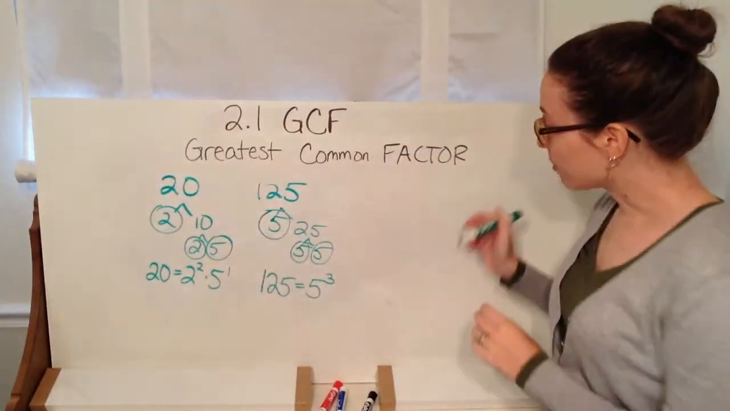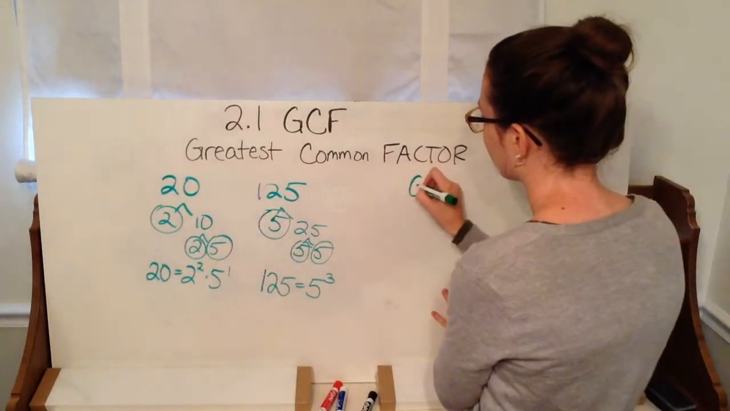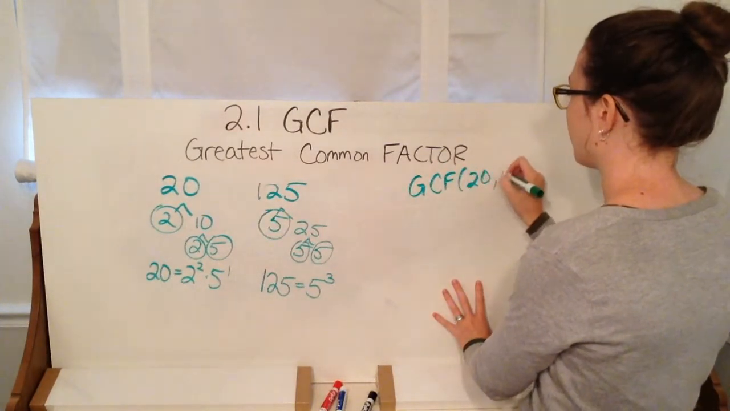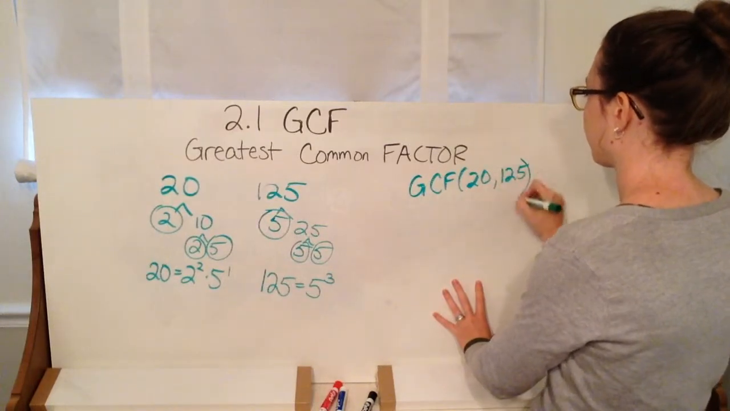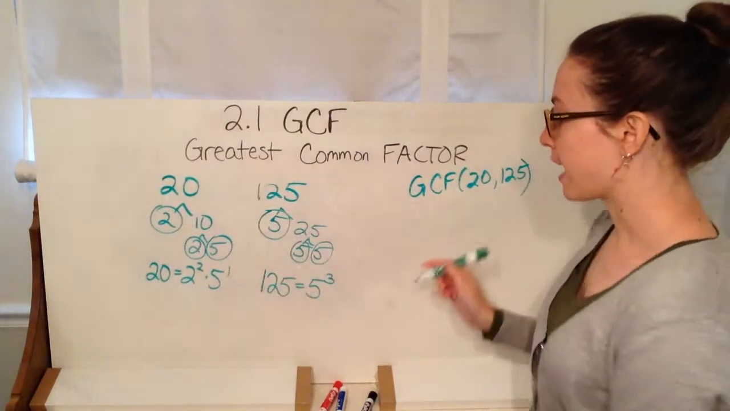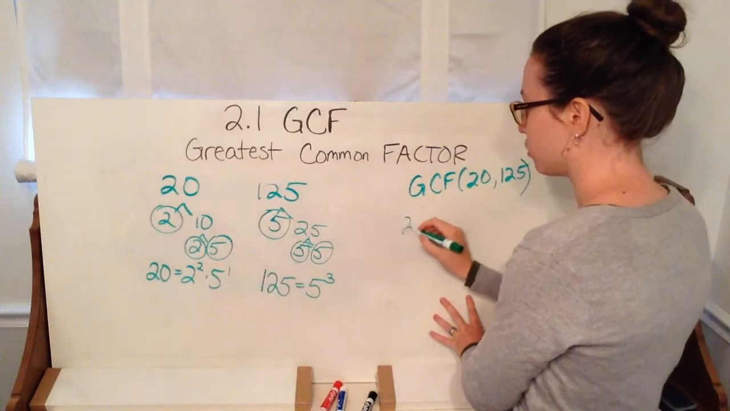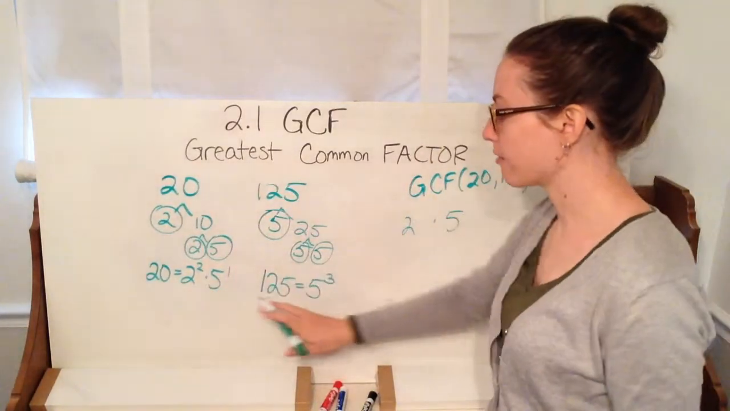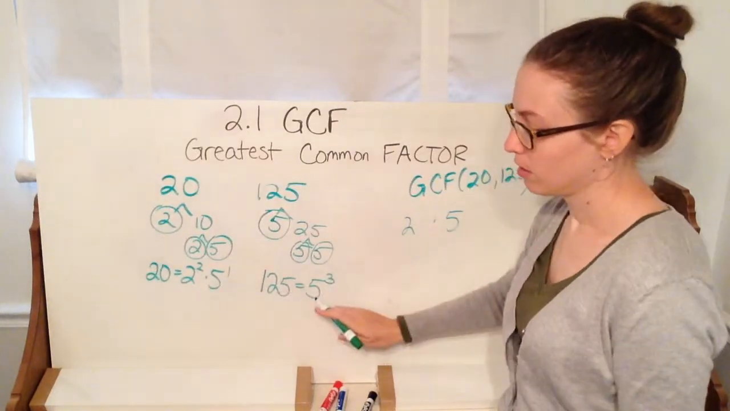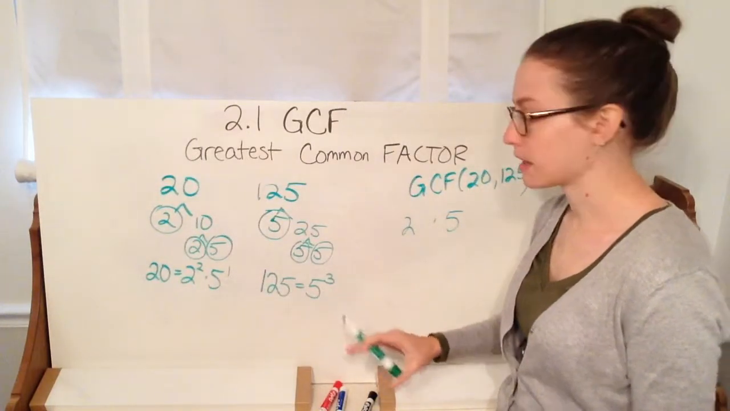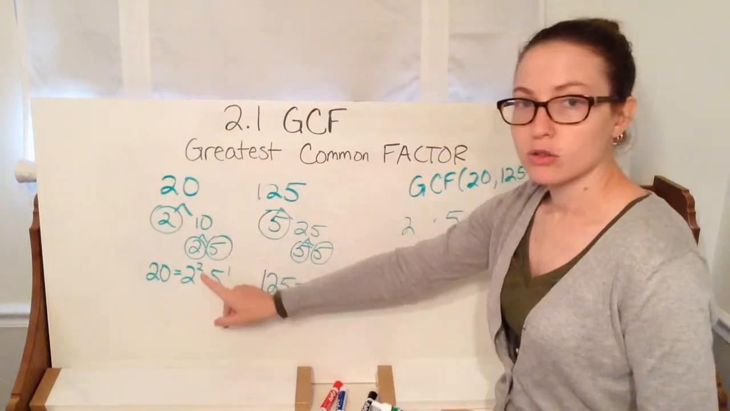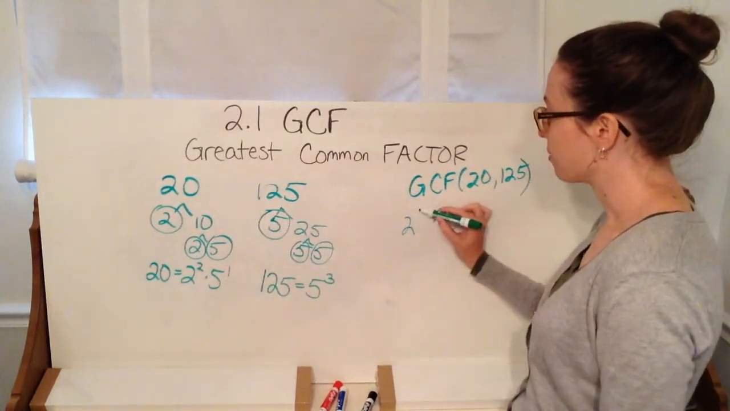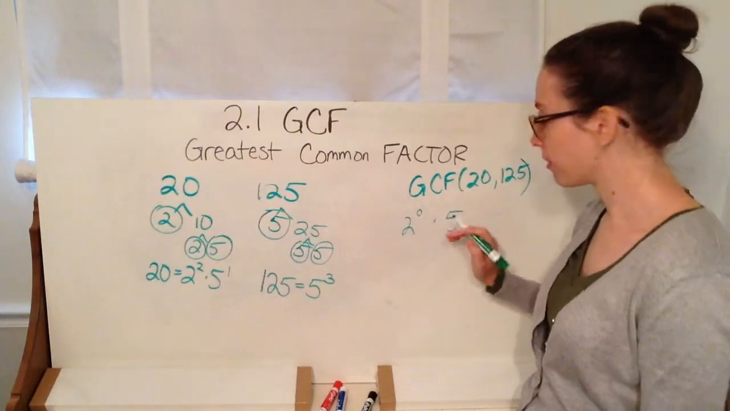So the greatest common factor of 20 and 125, the factors that I have here are 2 and 5. The smallest factor I have on 2, hopefully you remember that from my last example. This one has a 2 squared, but this one does not have a 2 at all. Therefore, I'm using the exponent of 0.